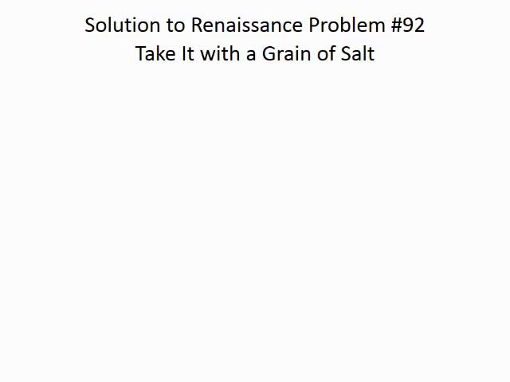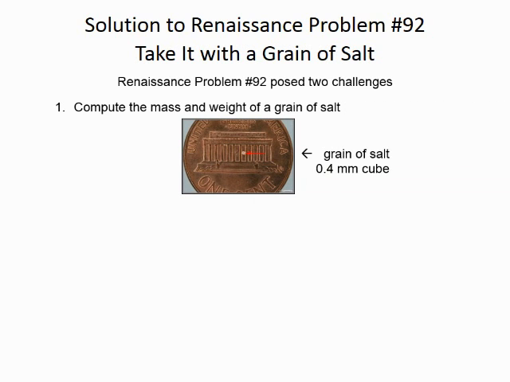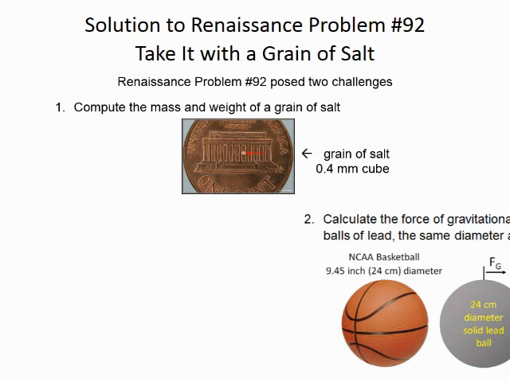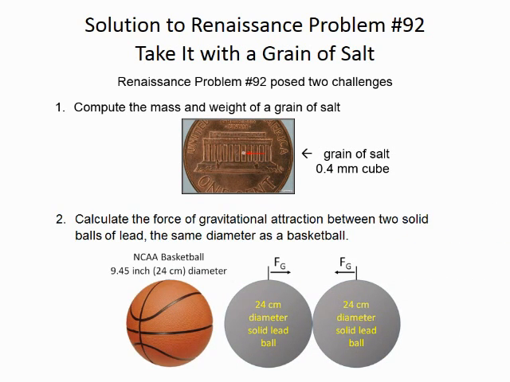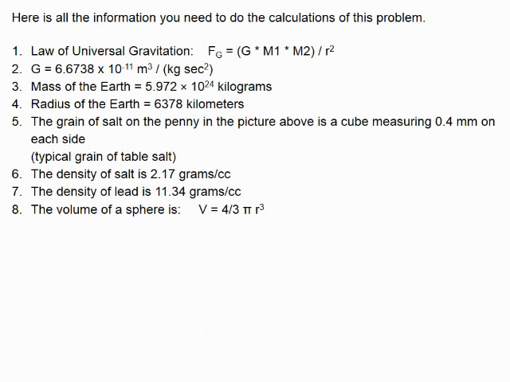Take it with a grain of salt. Renaissance problem 92 posed two challenges. First, compute the mass and weight of a grain of salt, and second, calculate the force of gravitational attraction between two solid balls of lead, the same diameter as a basketball. Here is all the information you need to do the calculations of this problem.